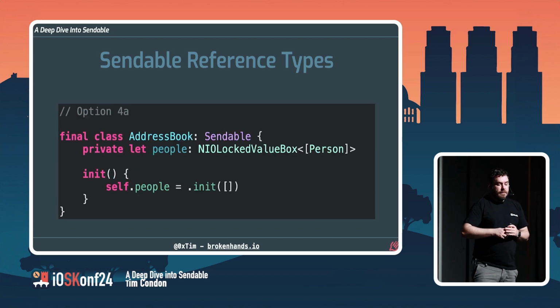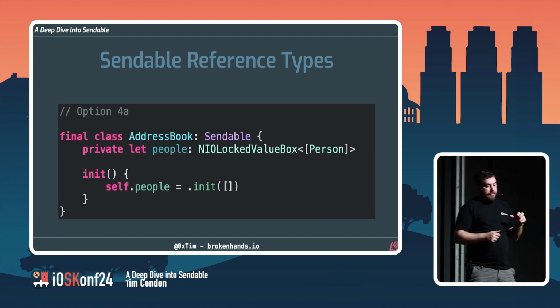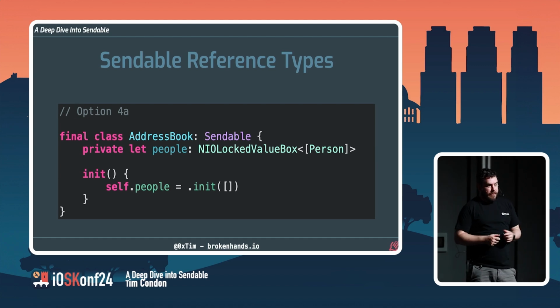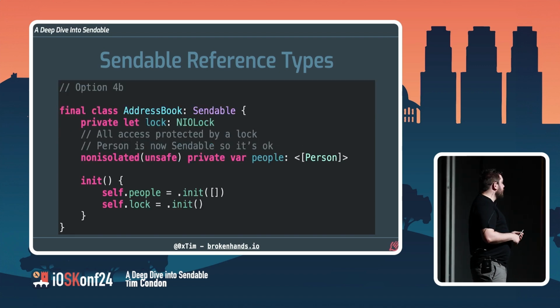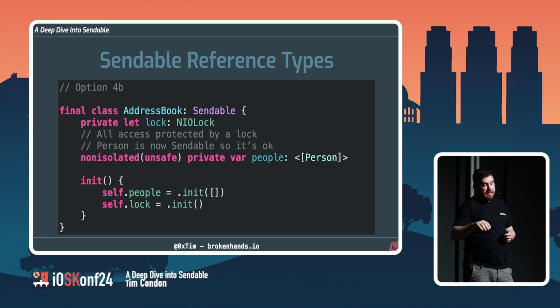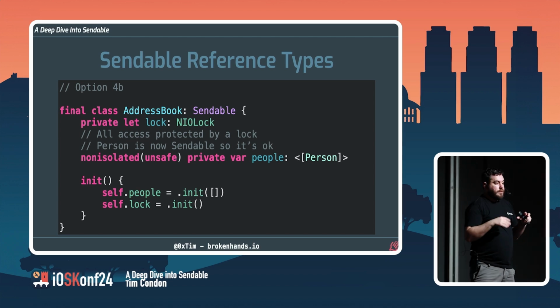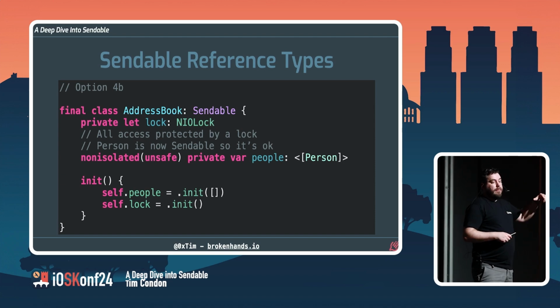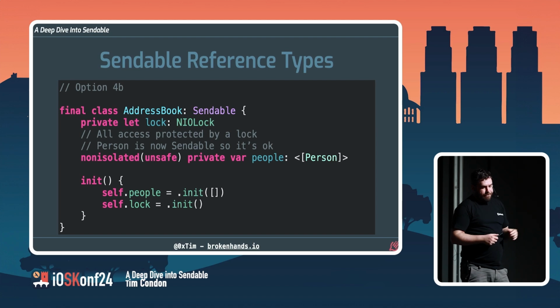And so because I can do this, I can then do the same thing with my address book, and do the same thing with people, and then my address book is sendable, and I can pass this around without any issue. In Swift 5.10, you have another option, which is to use nonisolated(unsafe). Because we know that person is safe, since we've made it sendable, we can mark this with nonisolated(unsafe), and this tells the compiler, don't worry, I know what I'm doing, kind of like @unchecked Sendable, but without the whole blanket, make everything fine. And then any access to people we can synchronize via a lock, and everything's fine.